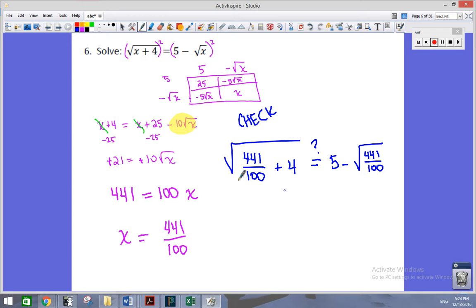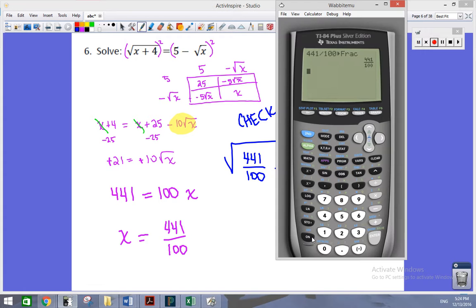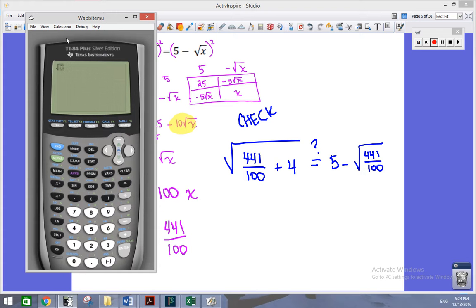Okay. Now I can play around and try to simplify that. I'm just going to let the calculator do the work, however. So I've got the square root, and now in parentheses, what do I have? This 441 divided by 100, that fraction, then plus 4. So let's see what I've got. Okay, so it's getting exactly 2.9.